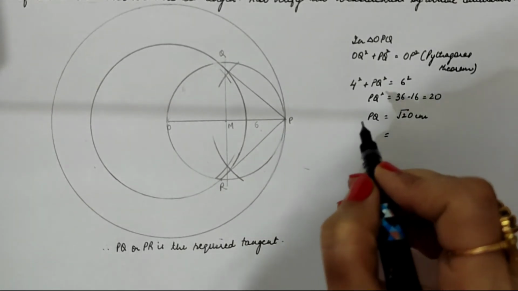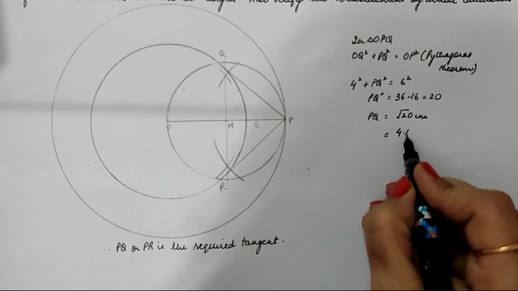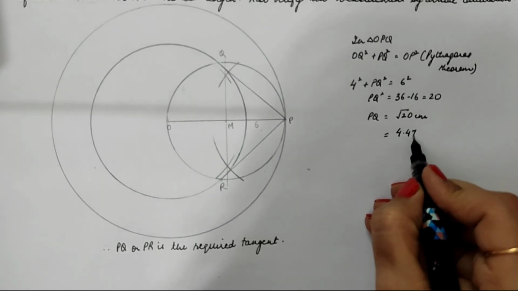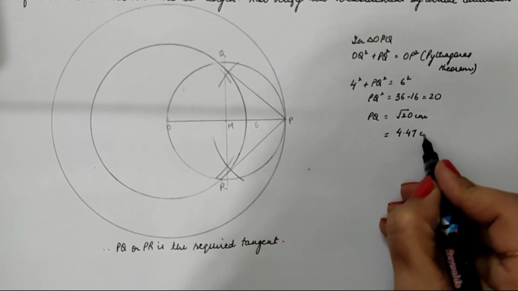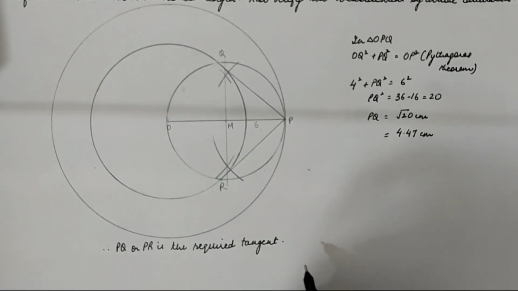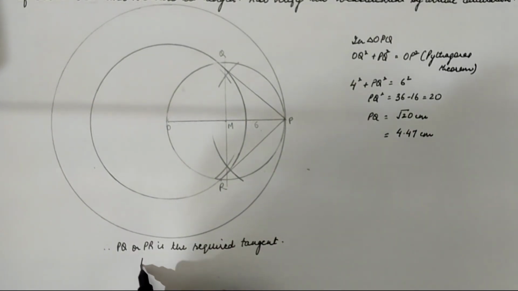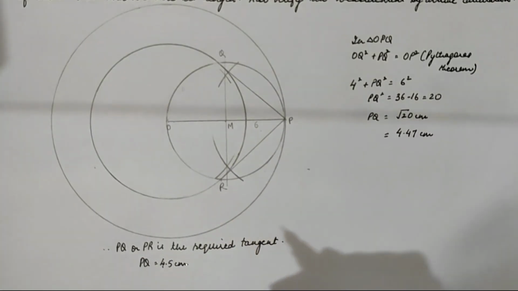Root 20 is how much? It is equal to 4.47 approximately, and we were getting the length as how much? Approximately 4.5 centimeters. So our justification is correct. We have got the length PQ is equal to 4.5 centimeters approximately.